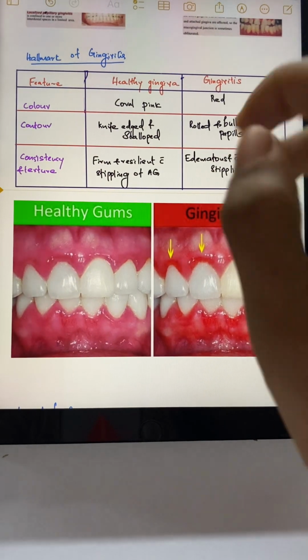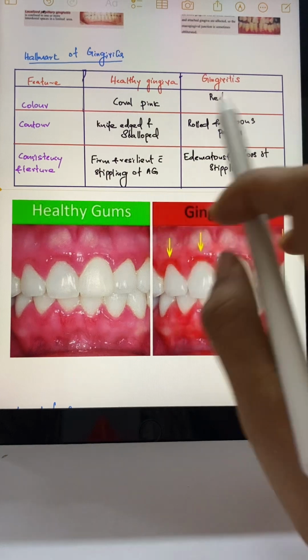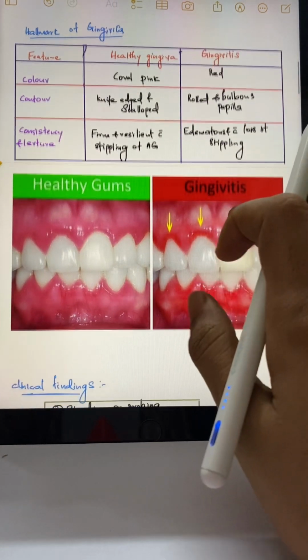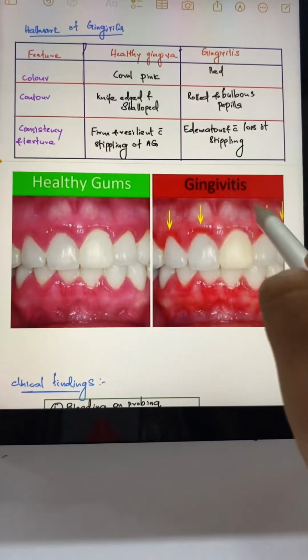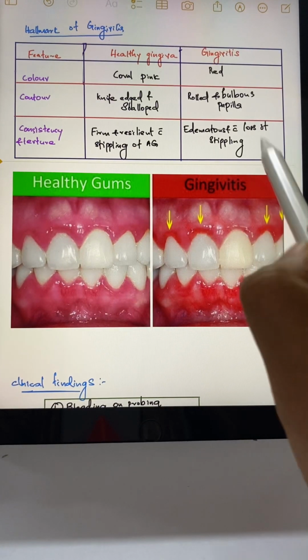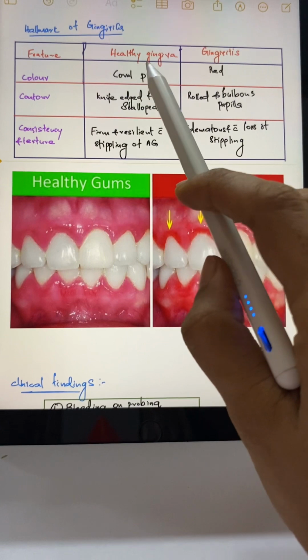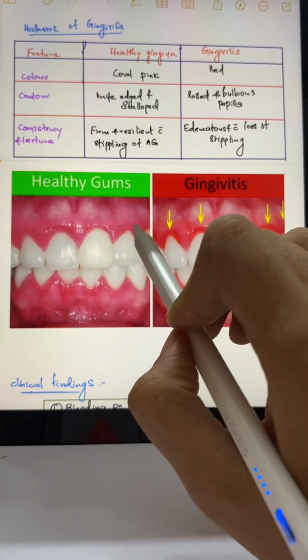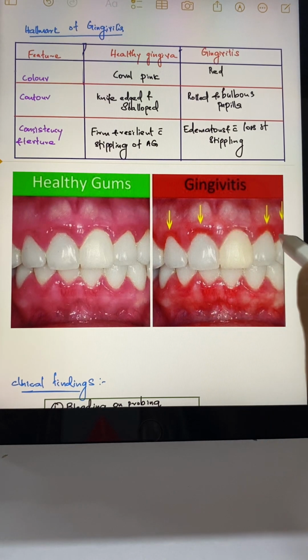Then we have to see what the hallmark of gingivitis is. This is evident. Definitely all these changes will be present in gingivitis cases. If you see this picture, this is the healthy gums and this is a case of gingivitis. When you see the color, healthy gingiva is coral pink, but in the case of gingivitis it has become more reddish in nature.